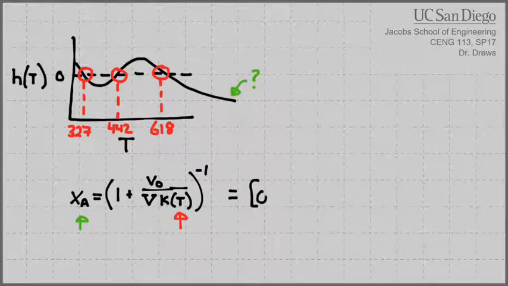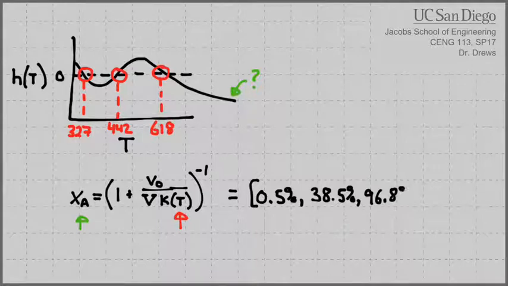If I plug in each one of those, that's where those values are coming from. One of them was 0.5%, 38.5%, and 96.8%. So that's the mathematical portion, right? If you just want to know what the solutions are, this will tell you.